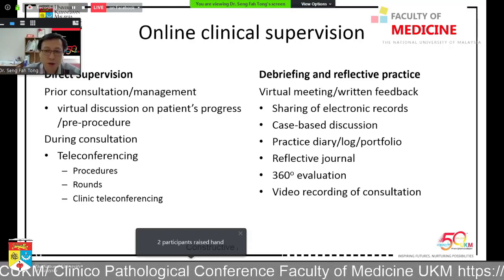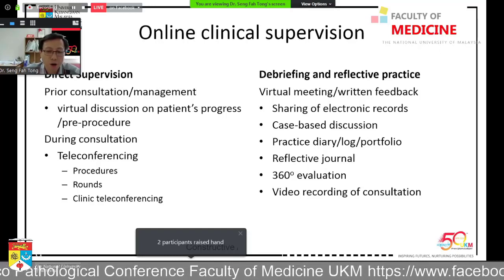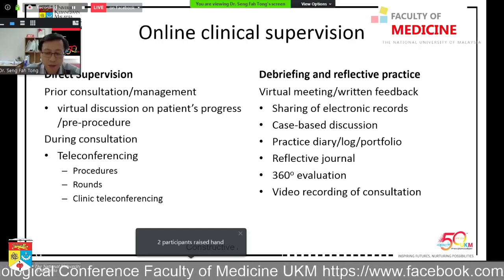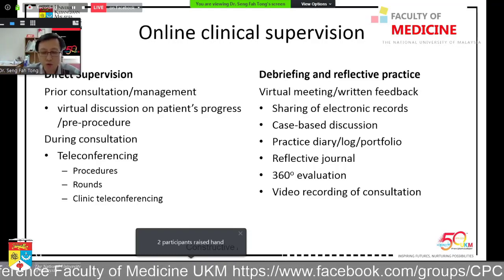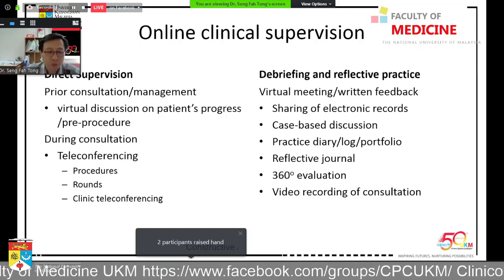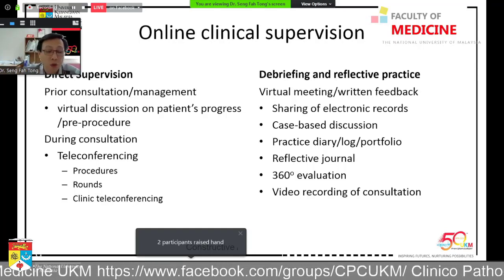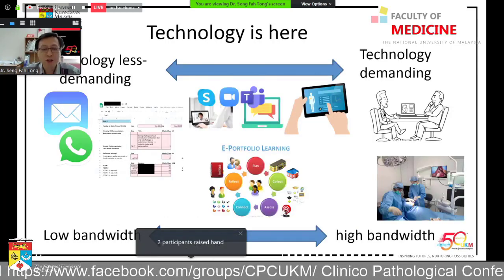When we talk about debriefing, reflective, indirect supervision, we talk a lot more about cognitive as well as the affective way of teaching. So we really need to zoom in. What are we supervising about? Then we select the right tools. How can we do it? And technology is here, obviously.